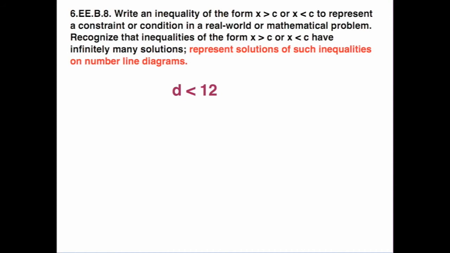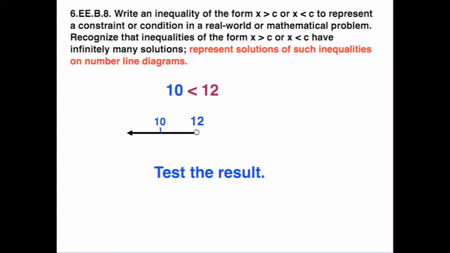Let's take another example. We have some number D is less than 12. And we're going to do our number line diagram, so we know we have to start at 12. It's less than, so we know it doesn't include it, so it's an open circle. And less than, so it should be everything to the left. And of course, this is a habit that students need to get into. They need to test the result with these inequalities. Well, let's see, a 10, that lies in that part of the number line, and that is less than 12, so it works. So that is the correct solution.